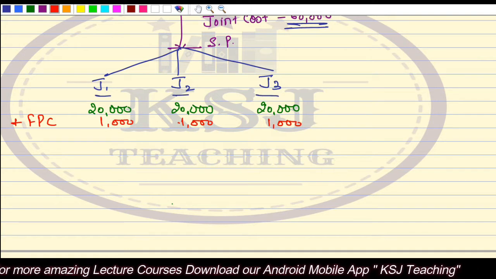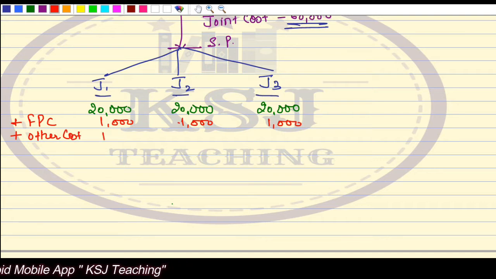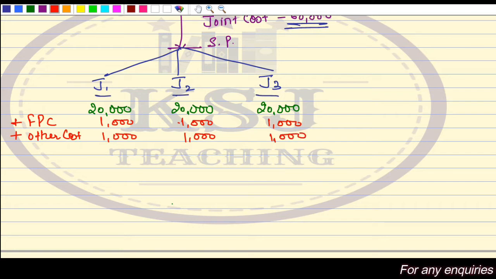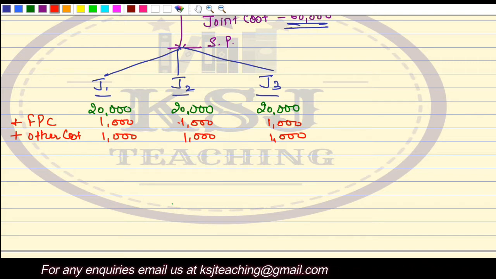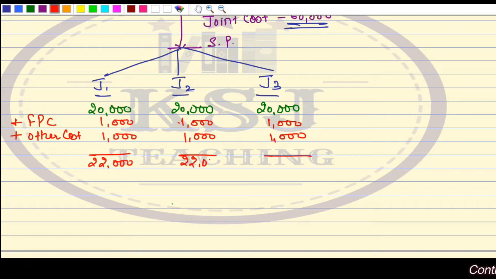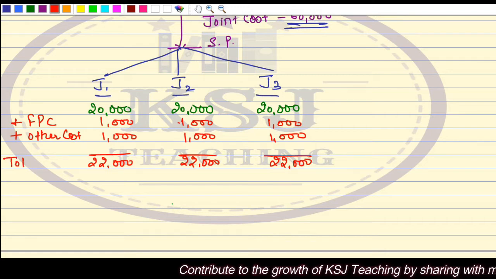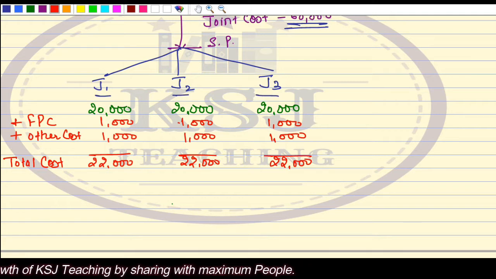After that, say there are other costs also, 1000, 1000 and 1000. Other cost can be office and administration overheads, or selling and distribution overheads, right? So the other cost. The value that you will get from here is 22,000, 22,000 and 22,000. Now what is this? This is your total cost that you have got.